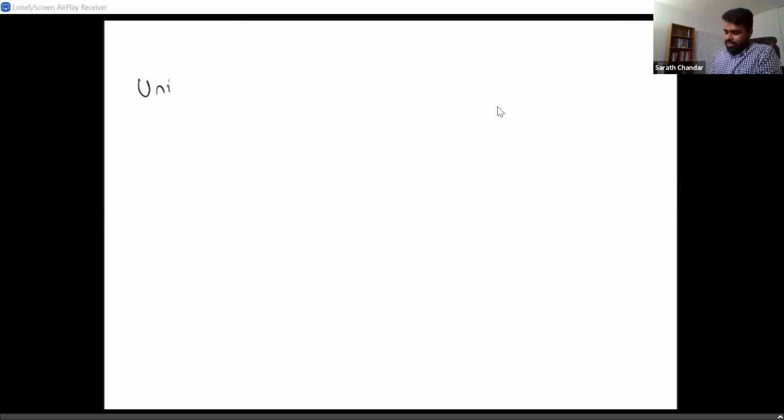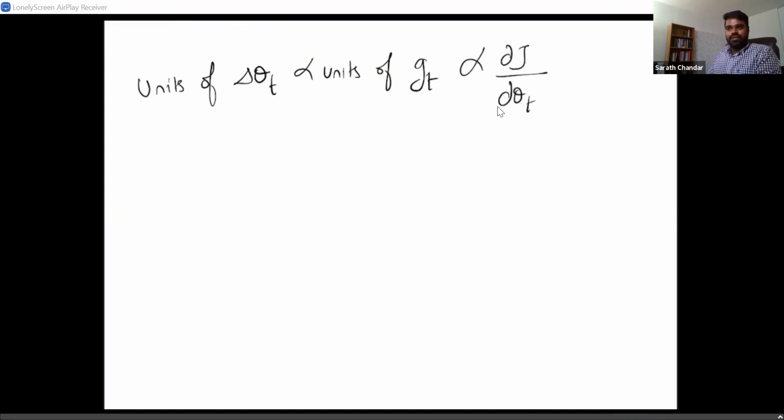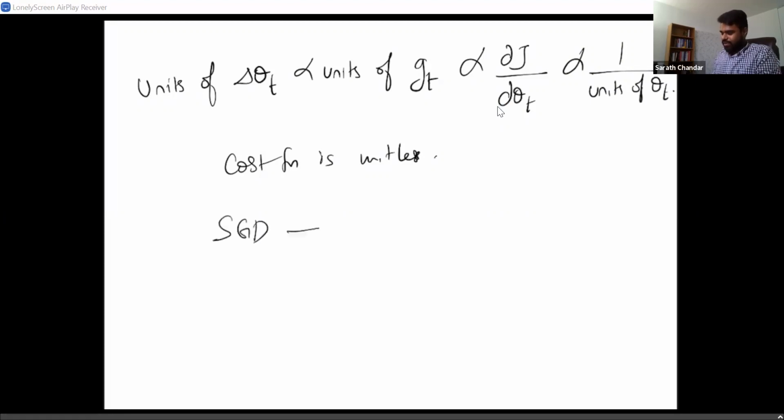So what are the units of del theta t? This is proportional to the units of gt, because eta is a scalar, a constant. So it's proportional to the units of gt, which is proportional to dou J by dou theta t. We are going to assume that the cost function is unitless, in which case this becomes proportional to 1 over units of theta t. And this is a problem with SGD: the units don't match.